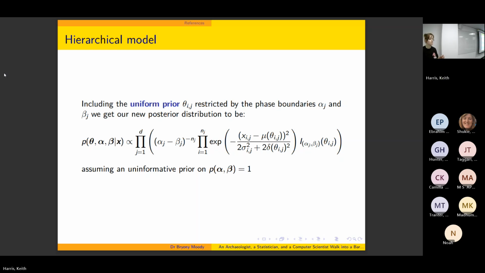Questions at the end, but I'm happy to answer them now. Okay, so someone just asked about disjoint and contiguous phases. Well, it depends on what the archaeologist implies. That will then be incorporated within this indicator function here. This has all the orderings of all the different parameters, and depending on what the archaeologist tells us, that is how we'll set it up within the model.